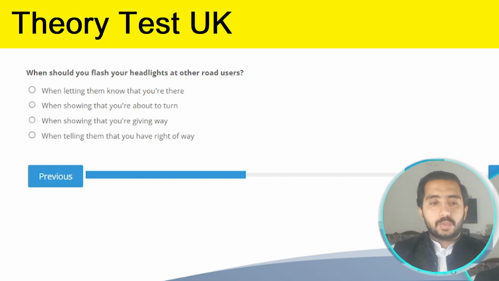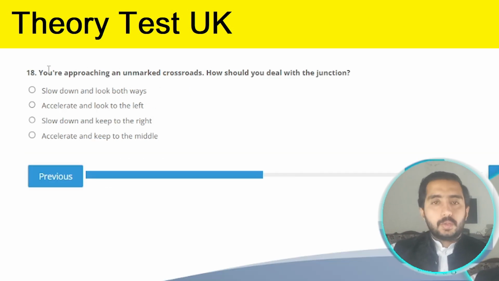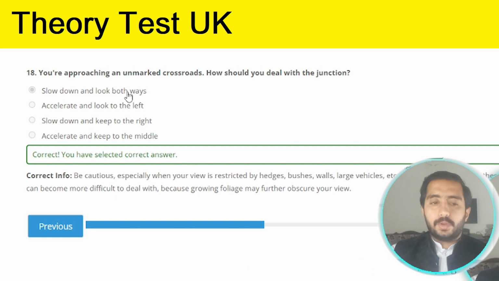Next one, question number 17. When should you flash your headlights at other road users? The correct option is when letting them know that you are there. Option A is the correct one. Next one, question number 18. You are approaching an unmarked crossroad. How should you deal with the junction? The correct option is slow down and look both ways. Option A is the correct one.